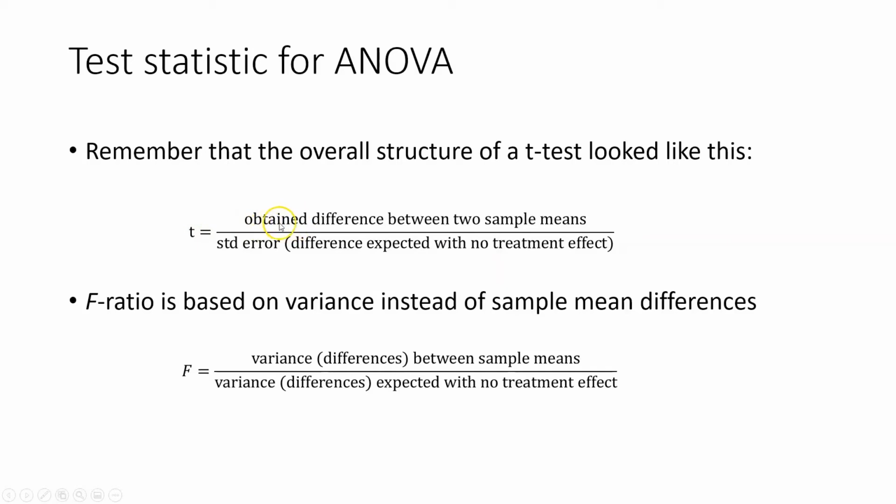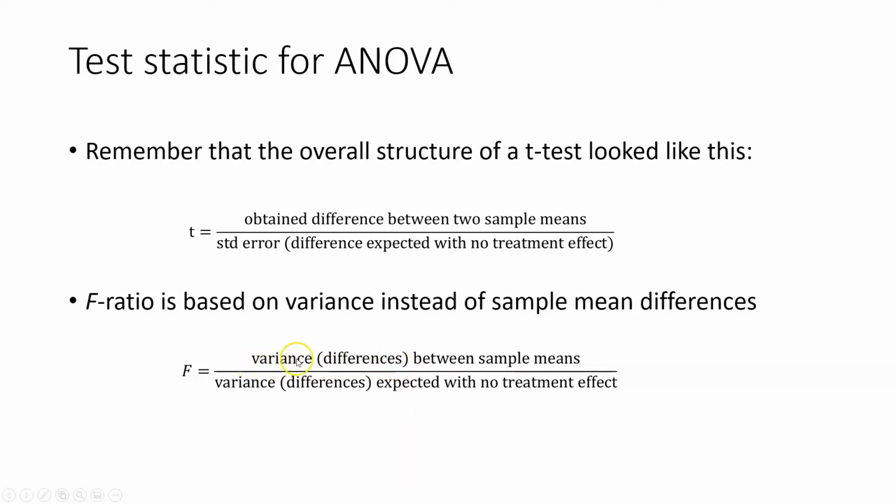And so what we're doing here when we compute the t, if you recall, is comparing the size of the difference that we saw divided by the size of the difference we would expect to see if the null hypothesis were true and the treatment didn't work, just by chance. Okay, so an F ratio is actually very similar to that. It's just based on variance instead of sample mean differences. But we still take the differences, or the variance. Remember, variance is the size of the differences that we see in scores.